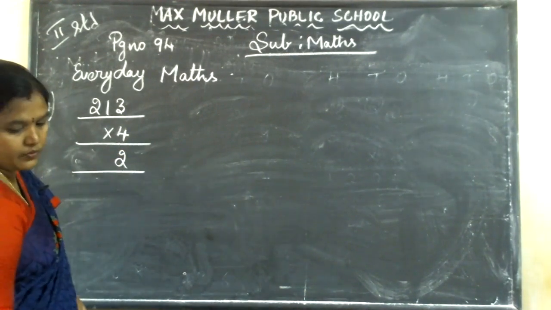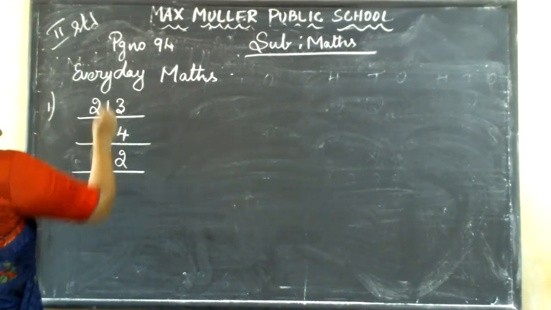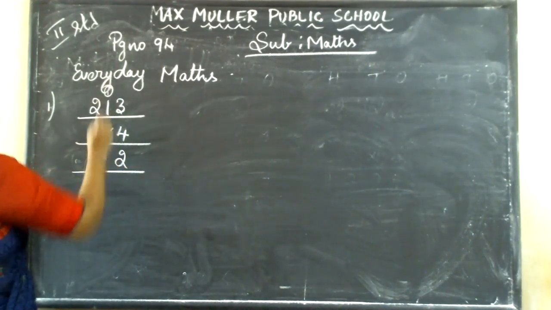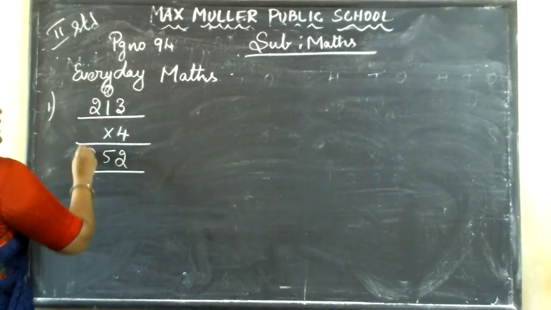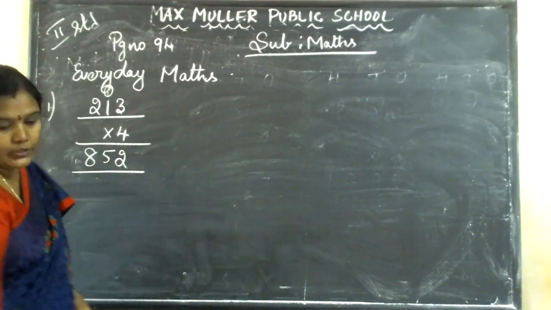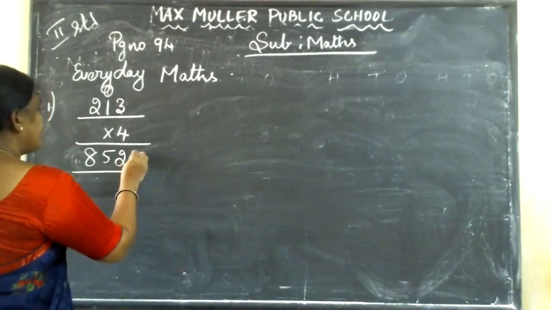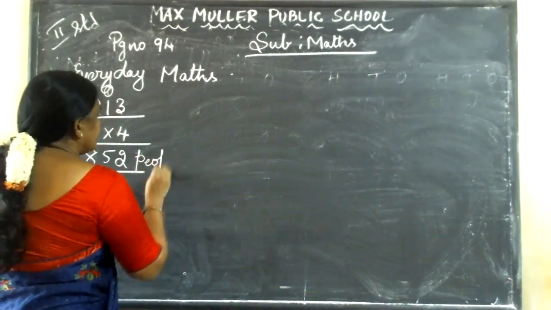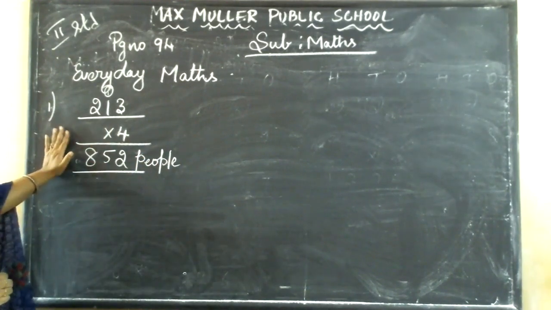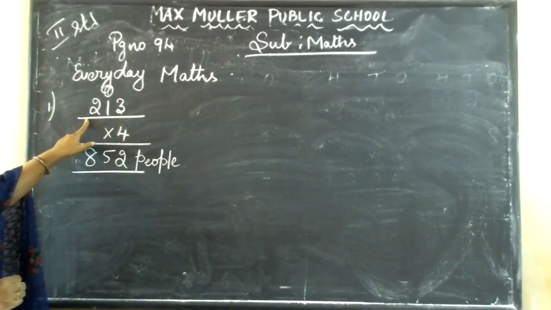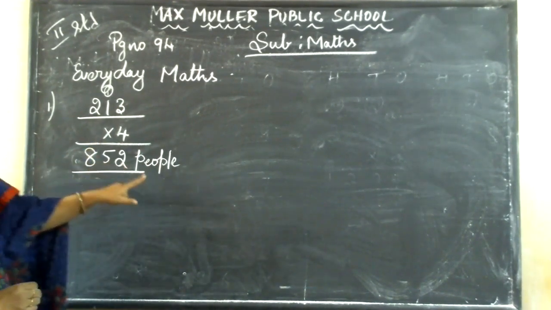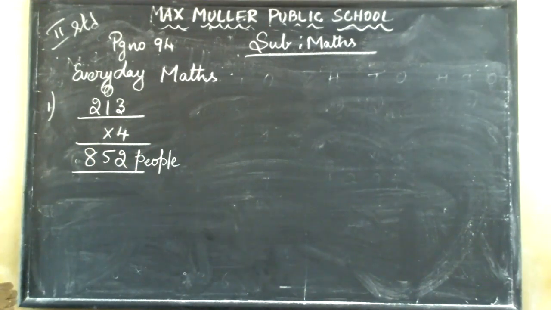Now 4 3s are 12. 4 3s are how much? 12. 2 you write here, 1 you carry to tens column. 4 1s are 4, 4 plus 1, 5. 4 2s are 8. Total number of people that can be carried, 852 people. Solution also not written, children, only the sum is written. So in first line 213. Second line multiplication by 4. 852 people. The sum answer will come, 852 people.